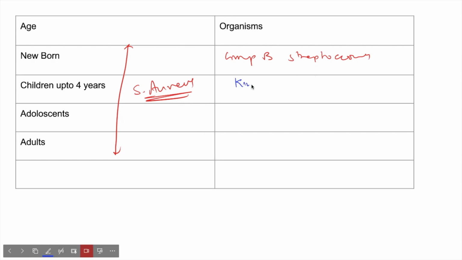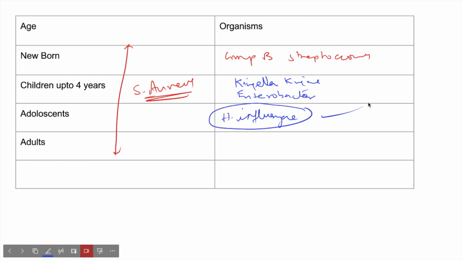In children up to 4 years, Kingella kingae is one organism. Enterobacter species is another species of bacteria which can cause infection. In children or adolescents, you still have Staph aureus, but the second most common is H influenza. Previously, it used to be H influenza.